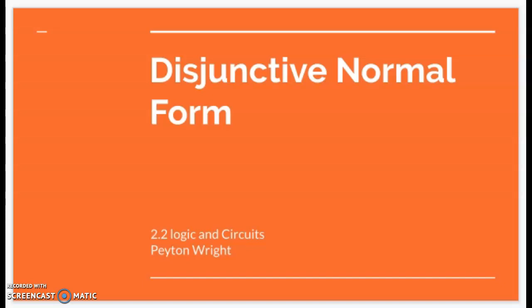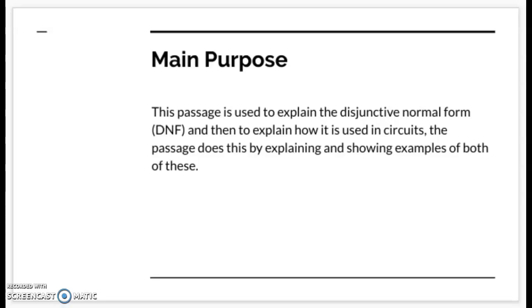The disjunctive normal form was discussed in our reading this week in section 2.2 of Logic and Circuits. The main purpose of this reading was to explain disjunctive normal form, also referred to as DNF, and then also explain how we use DNF when we're creating circuits. This passage explains both of these ideas, but also shows examples of both of these ideas, which is something we will continue to do in this presentation.